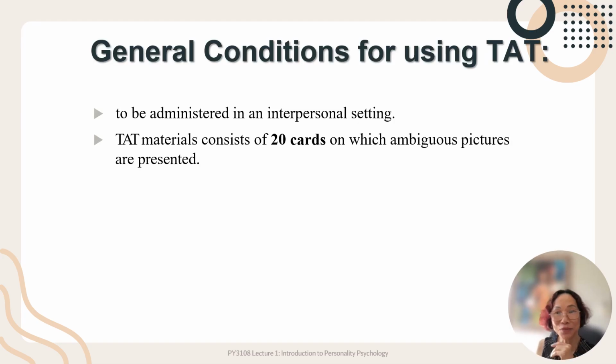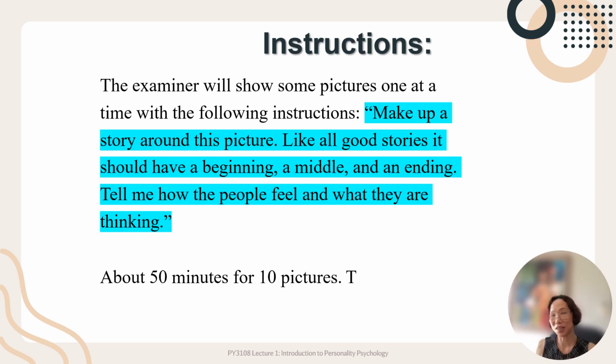So the general conditions for using TAT: it is to be administered in an interpersonal setting, and also with a consistent 20 cards, as I mentioned before, on which ambiguous pictures are presented. The examiner, for example the psychologist, will show the pictures one card at a time with the following instruction. Make up a story around the picture. Like all good stories, it should have a beginning, a middle, and an ending. Tell me how people feel and what they are thinking.